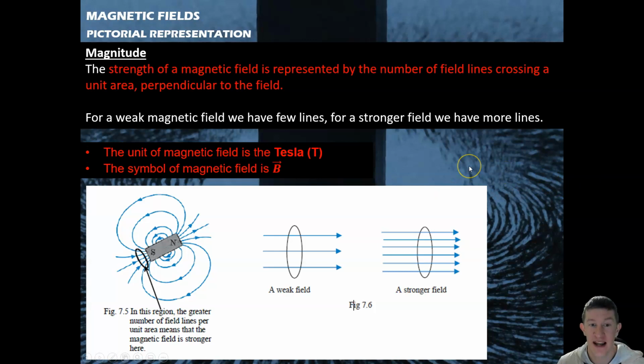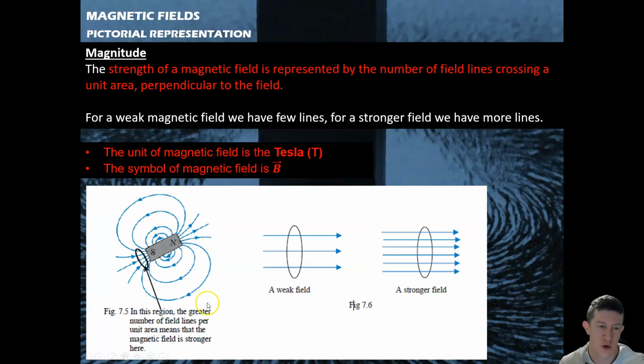The unit for the magnetic field strength is Tesla. So the magnitude, how big the field strength is, capital T for Tesla is the symbol for the unit, and the symbol that we're using to denote a magnetic field is a bold B to denote that it's a vector. So in electric fields, we said E was the symbol. Now in magnetic fields, we have B as the symbol.